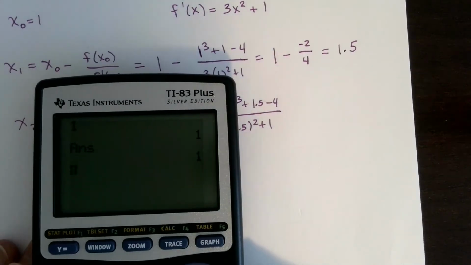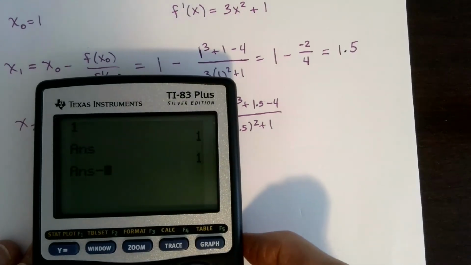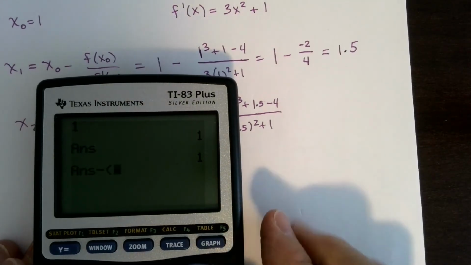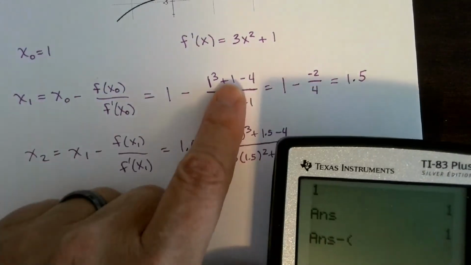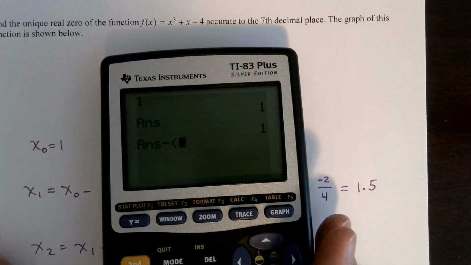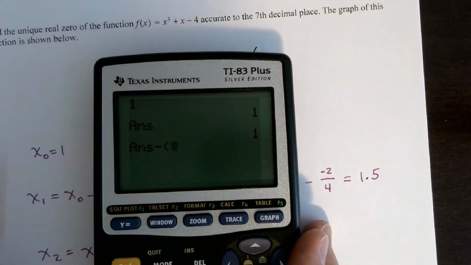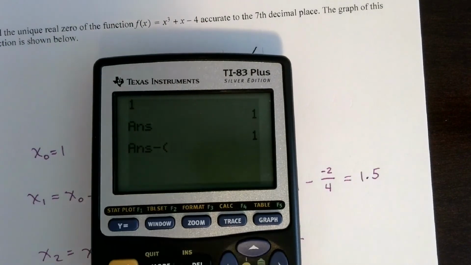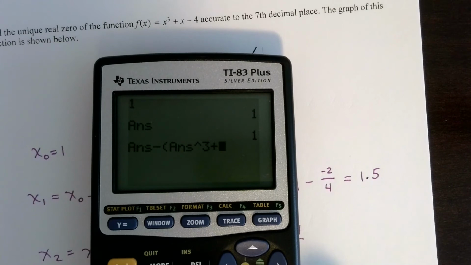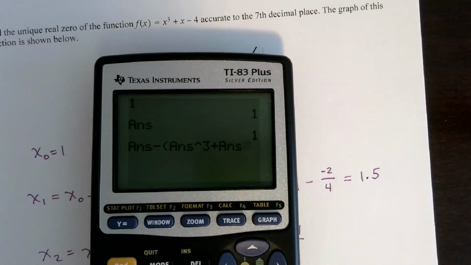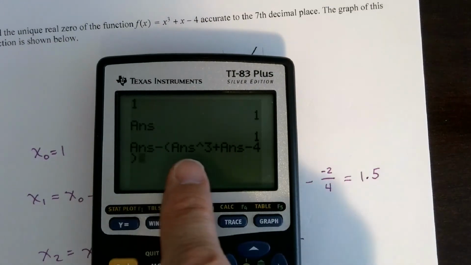So I'm going to do x sub 0, which is answer, minus, in parentheses, the numerator of this, which is f of x sub 0. And what's f of x sub 0? Well, it's this, but again, I'm going to use answer instead. So I'm going to do answer cubed plus answer minus 4. That's f of x sub 0, close parentheses. That's the numerator of that.